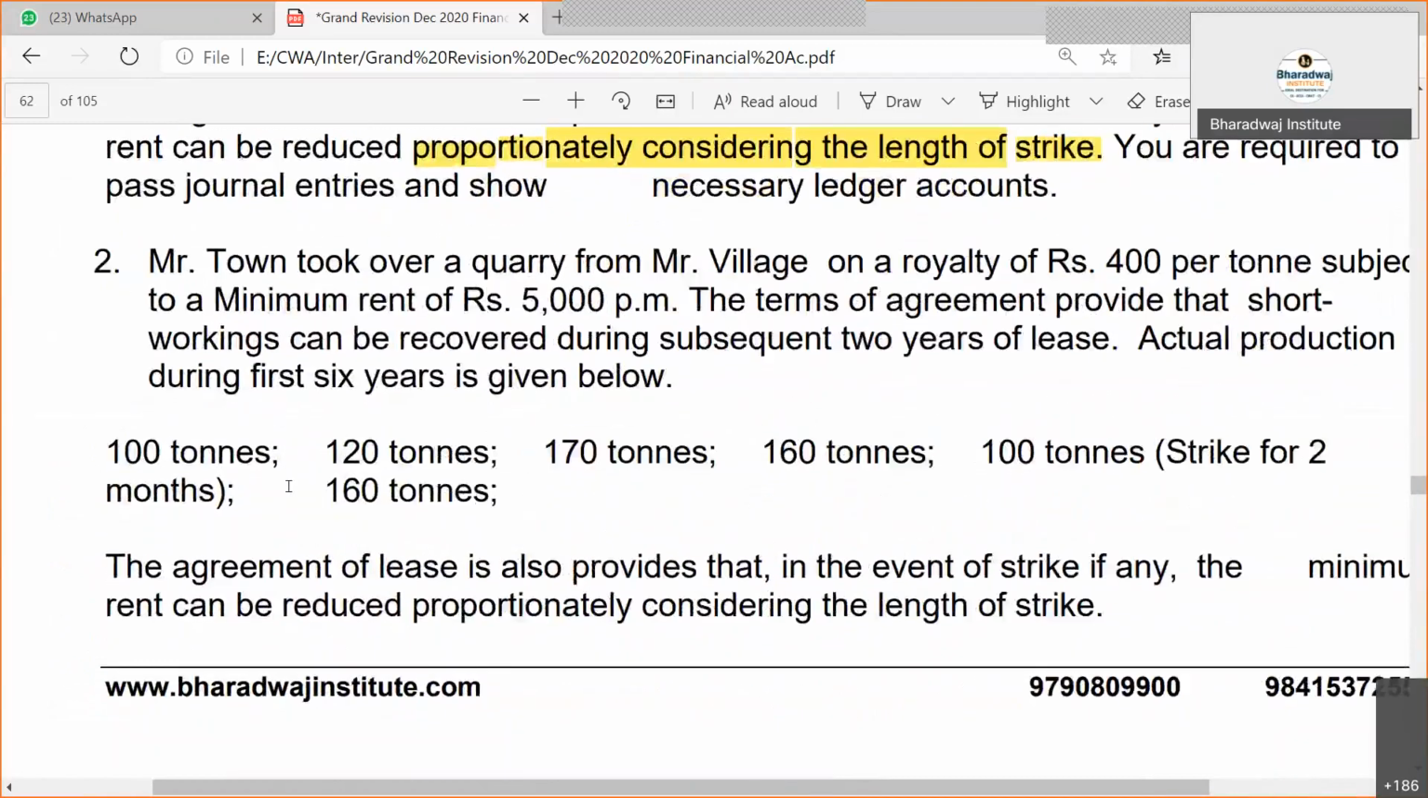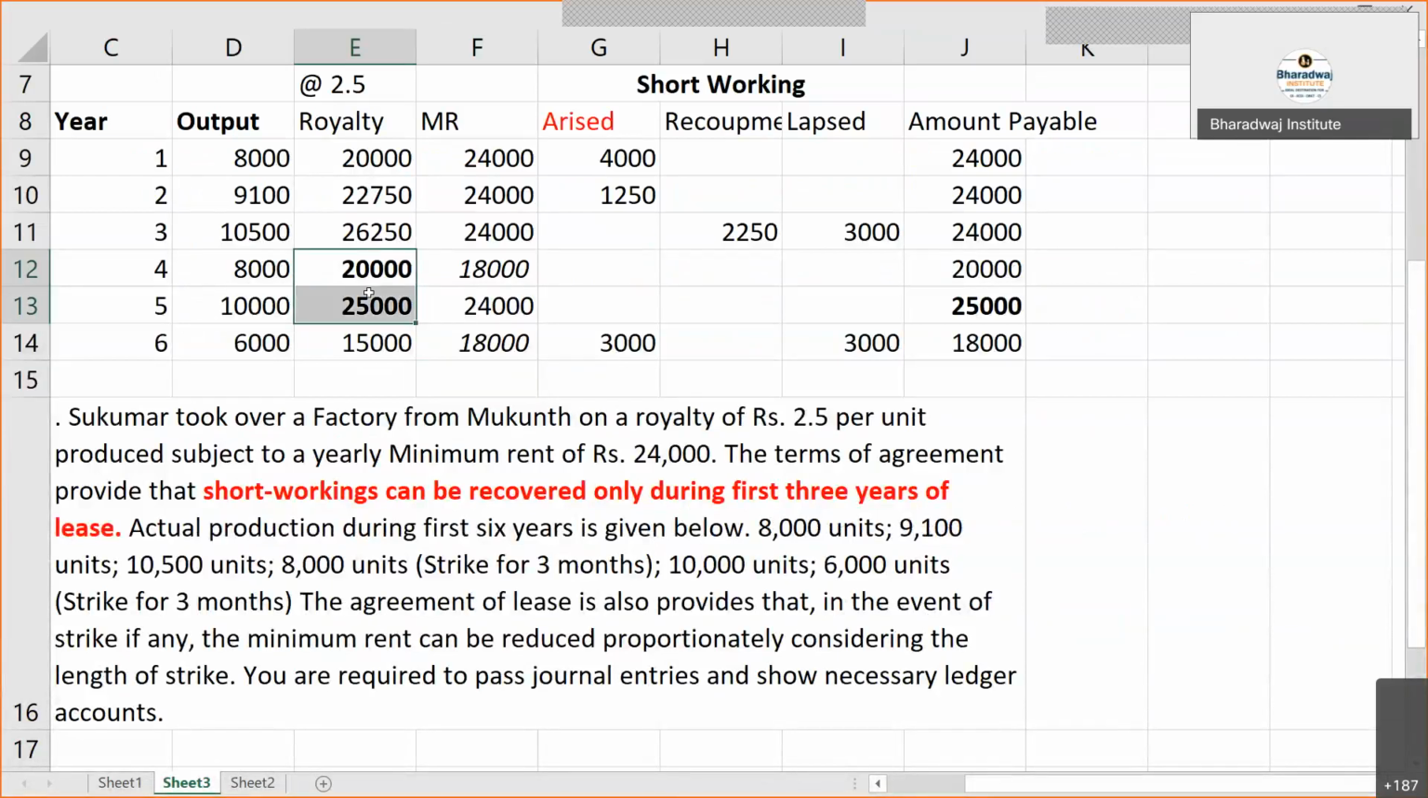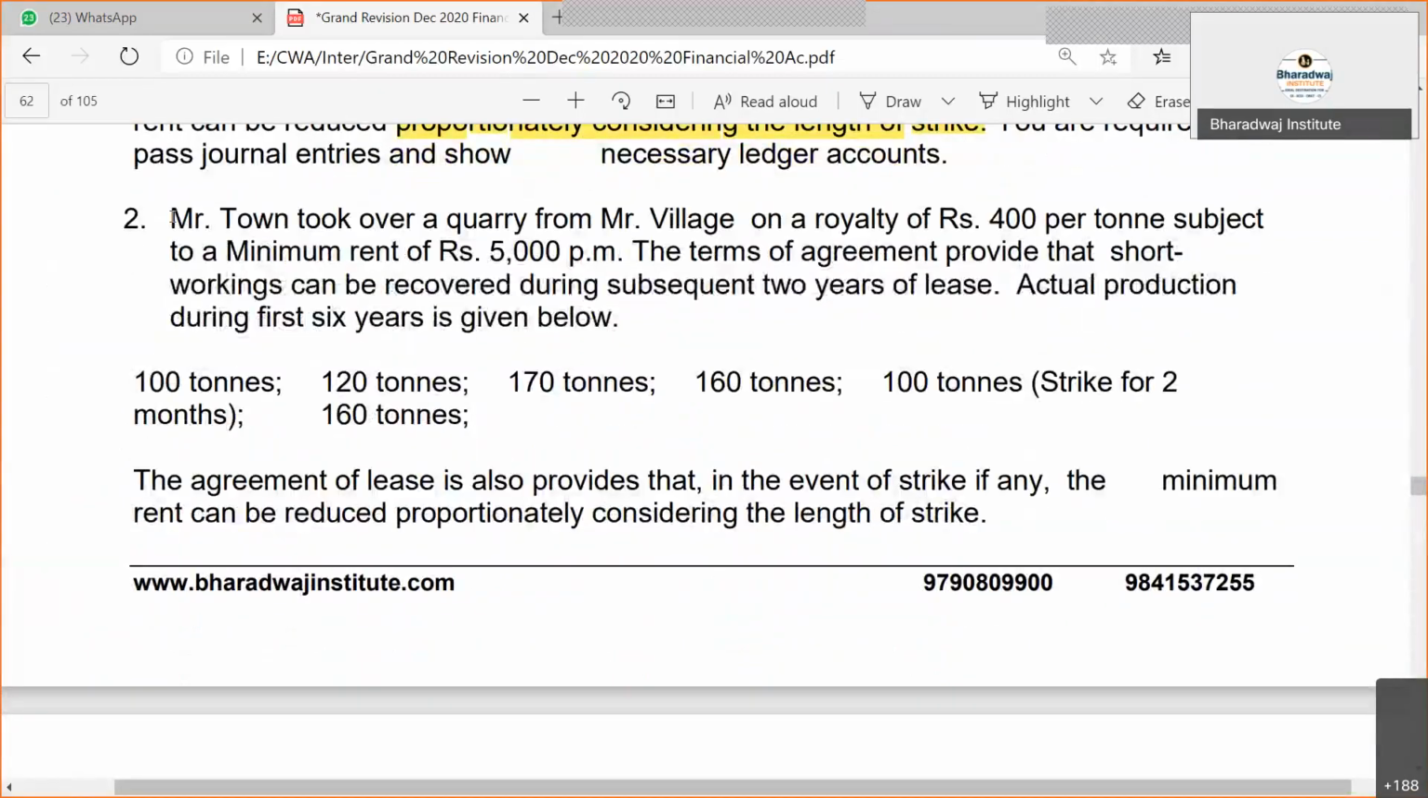Mr. Town took over the quarry from village for a royalty of 400 per ton, subject to a minimum rent of. If the royalty is more than the minimum rent, you pay the royalty. If the royalty is less than the minimum rent only, you have to pay the minimum rent. That is why it is called a minimum rent. Coming back, a royalty of 400 per ton, subject to a minimum of 5,000 per month, which means annually 60,000.